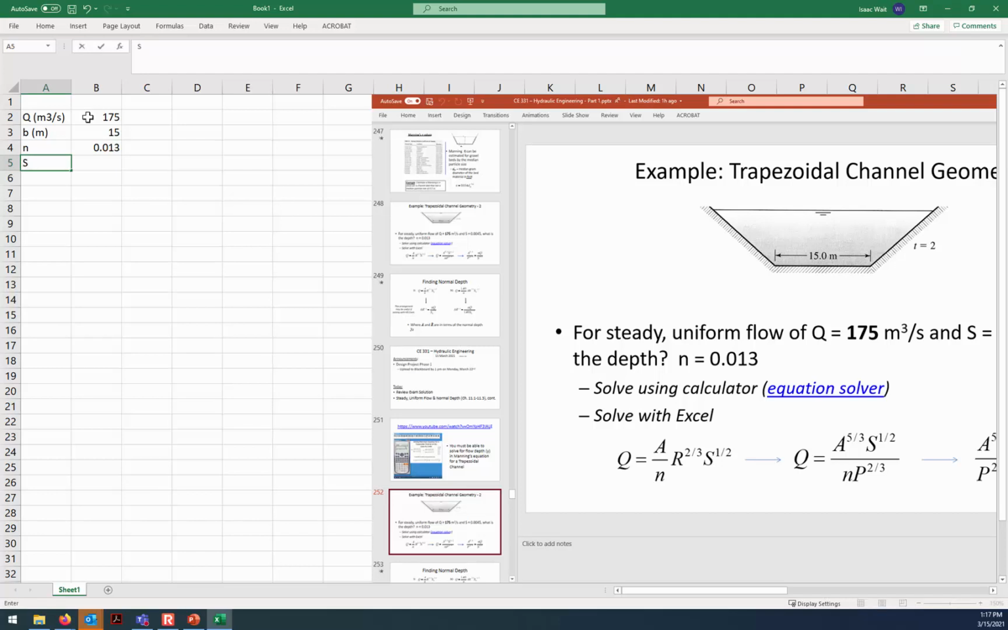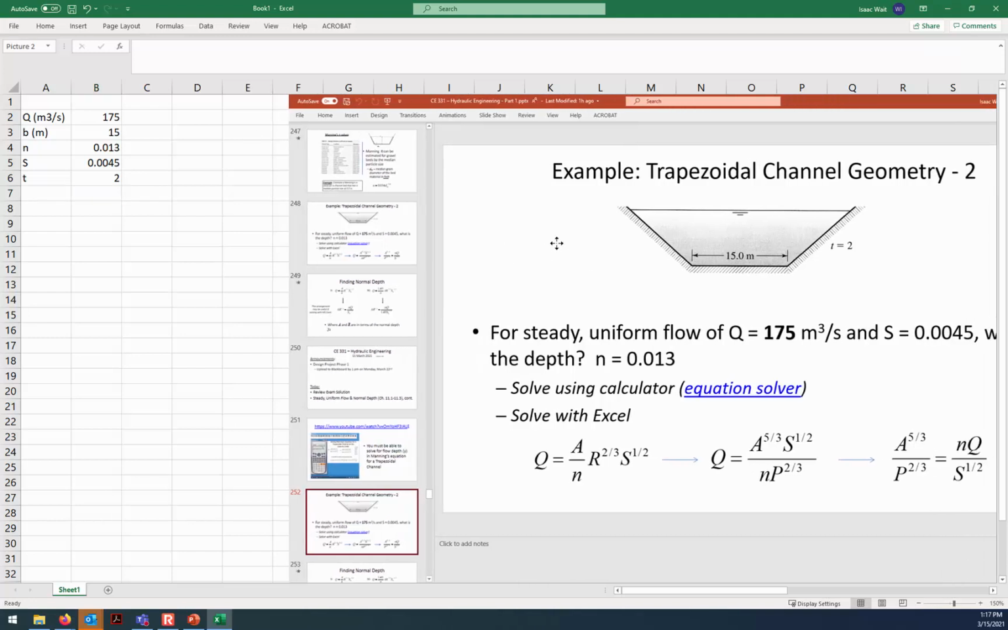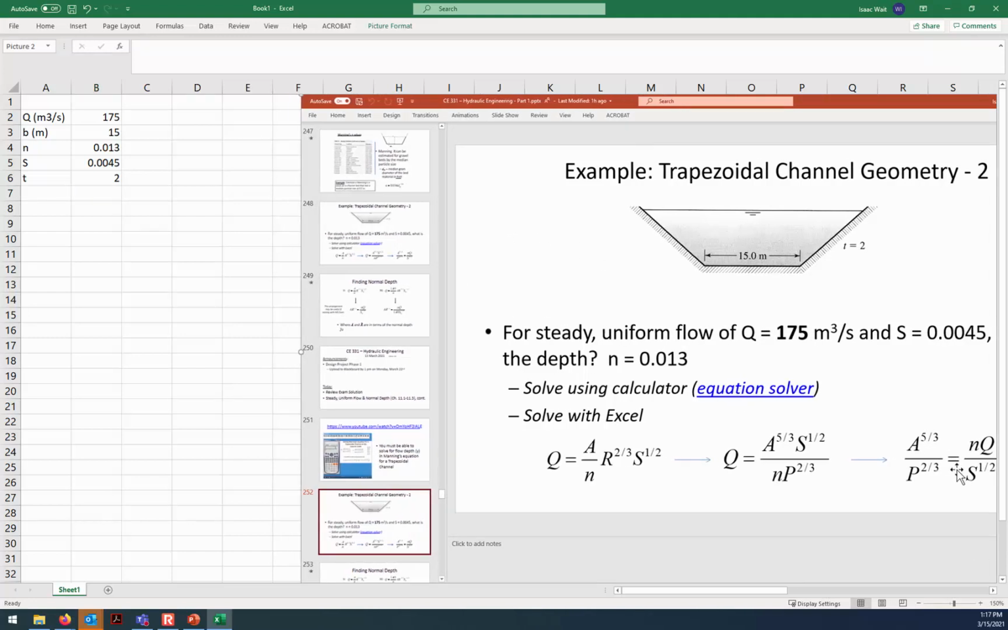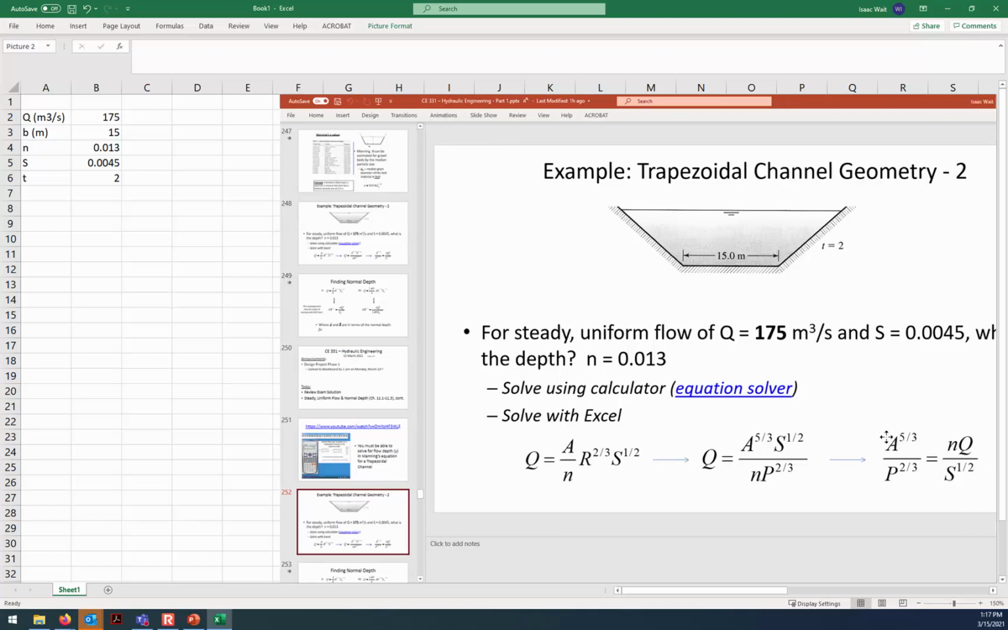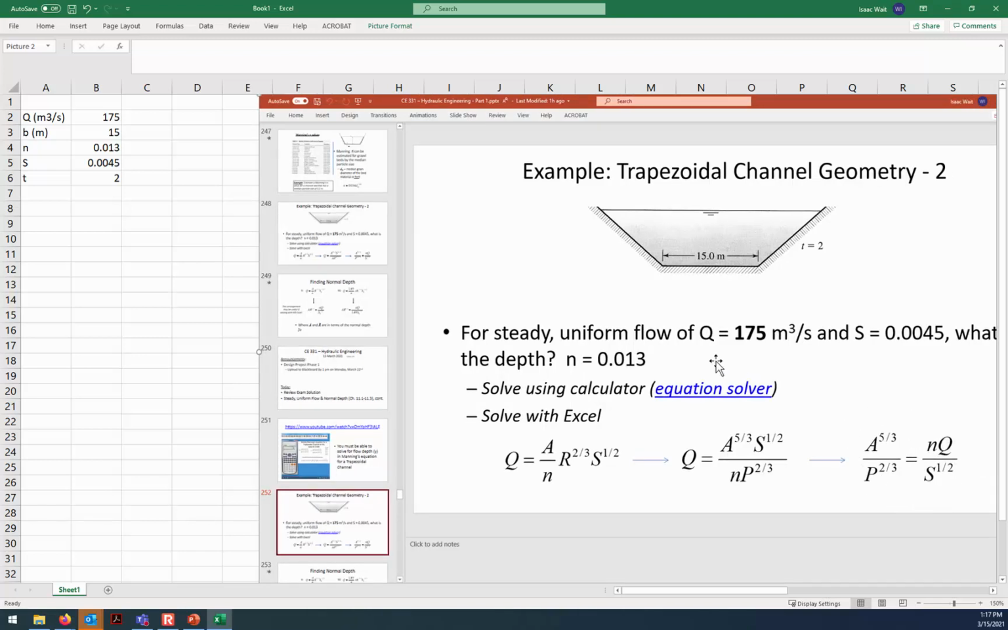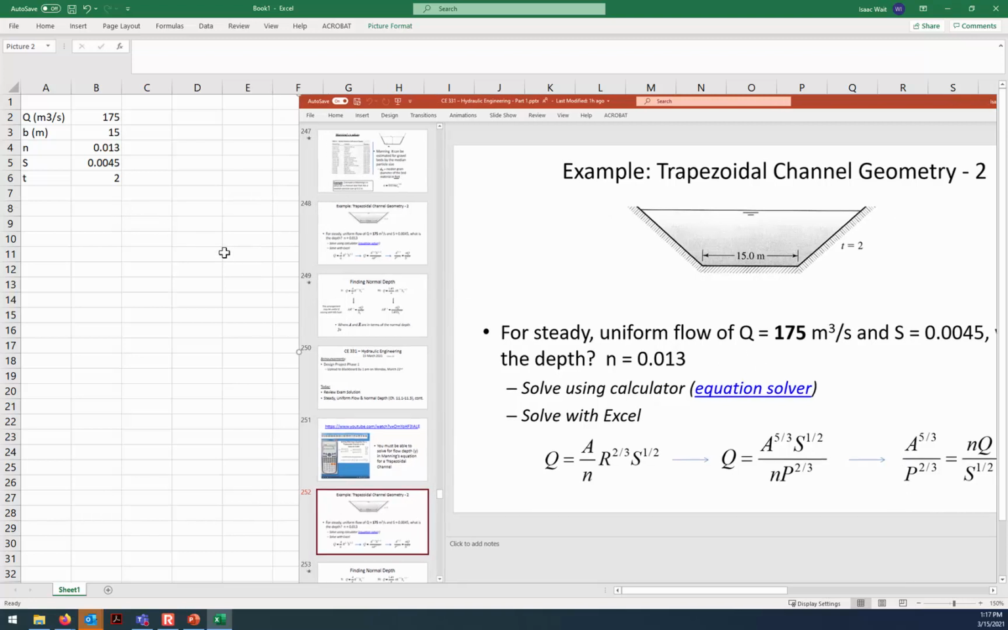And the slope of the channel is 0.0045. And finally the side slope is 2. T is 2. So it's 2 units of horizontal for every 1 unit of vertical is how we've defined the side slope. All right. Now, the version of Manning's equation I'm going to substitute all this into is this one. Okay. So I guess the first thing I need to do is get my formula for W.